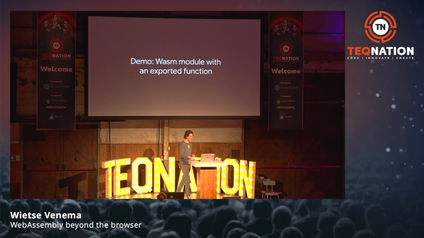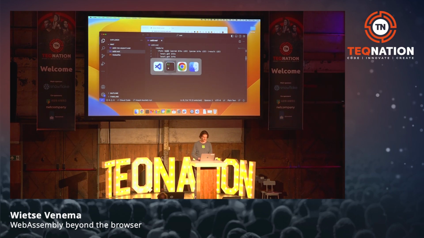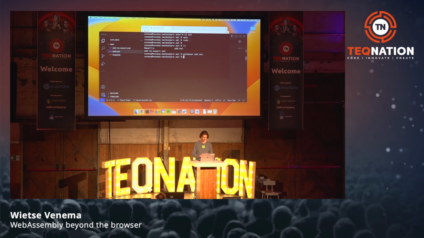But let's do a demo now. So here's the same text-based representation of a Wasm module with just one function, and I export it. Now, what I can do is turn that text-based representation into a binary Wasm module. There's this tool, wat2wasm, that lets me do that. So I give it the add.wat, and look, a Wasm module appears.